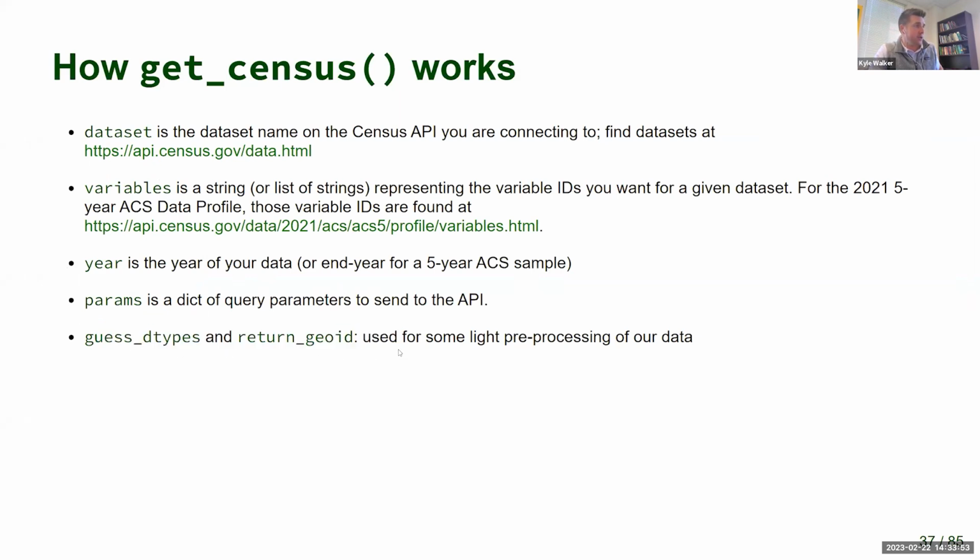guess_dtypes and return_geoid. These are special parameters I've written to try to make it easier for joining to your data. What guess_dtypes does is it scans the columns and sees if it thinks that the column should be formatted as a number or as text, and then converts accordingly. And return_geoid stitches together state, county, and tract codes to give you a column that you can join to spatial data.